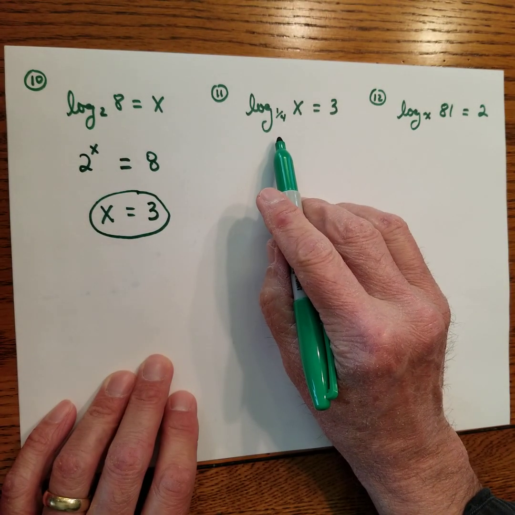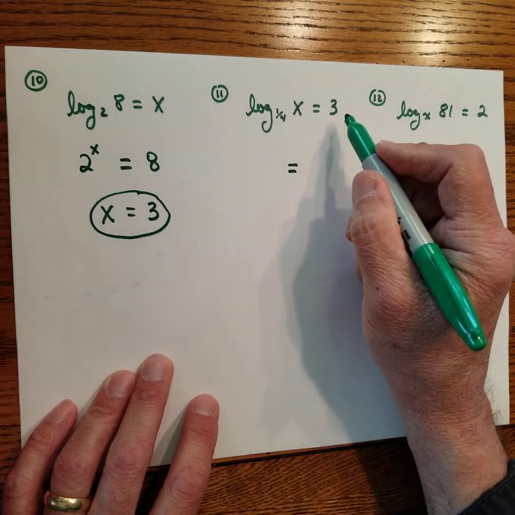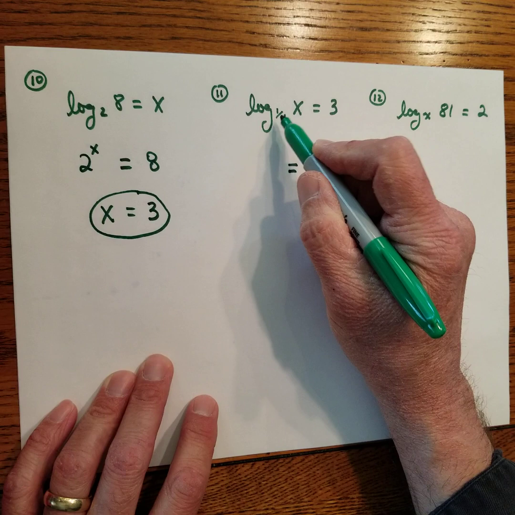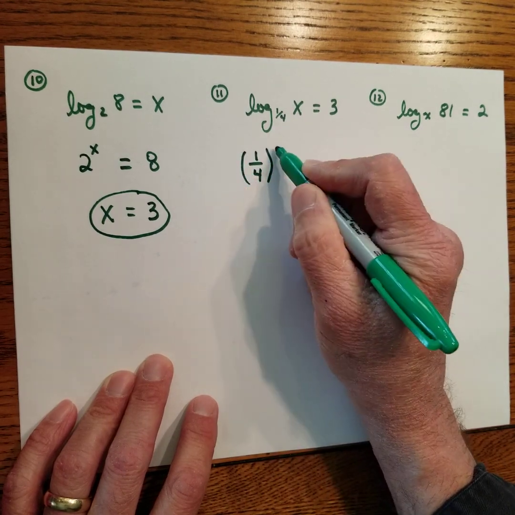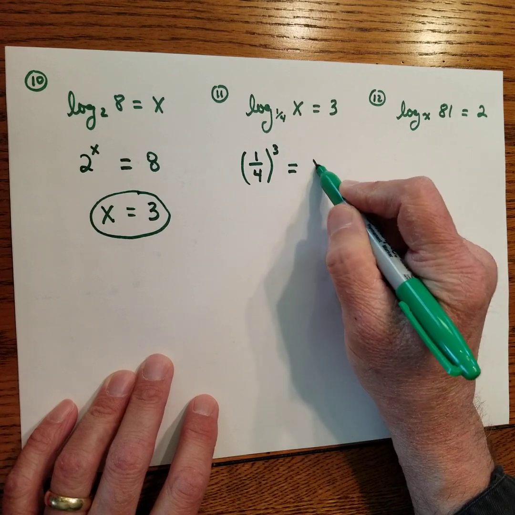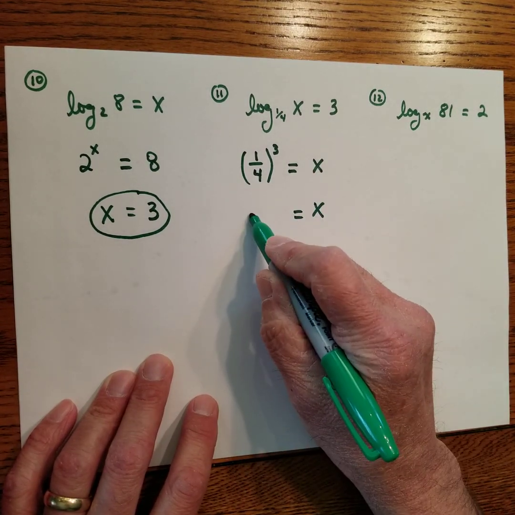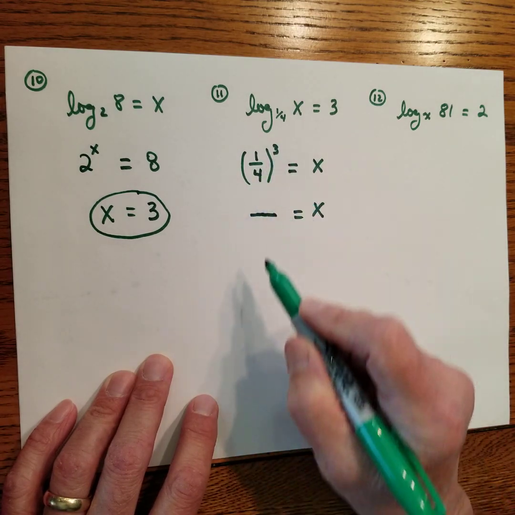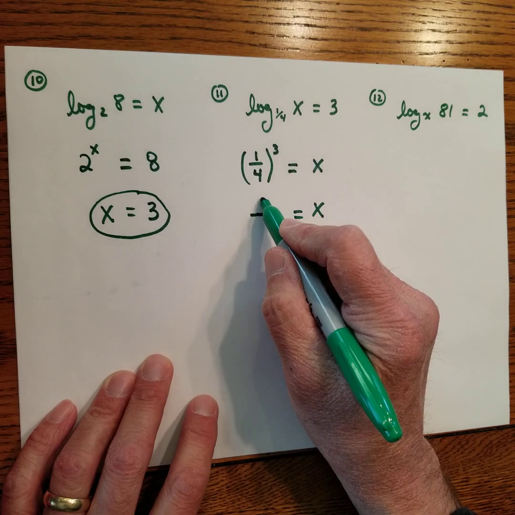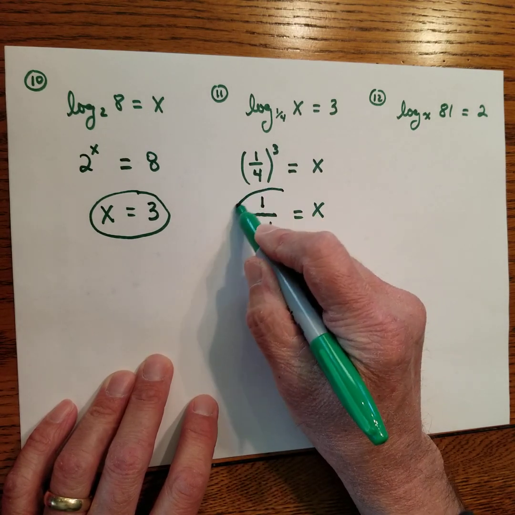Here's another one with a fraction. Let's rewrite that in exponential notation. 3 is the exponent that goes on that 1/4. 3 is the exponent that changes 1/4 into x. For a final answer, take 1 to the third power and take 4 to the third power. 1 times 1 times 1, 4 times 4 times 4.